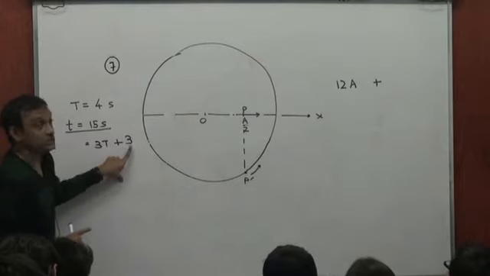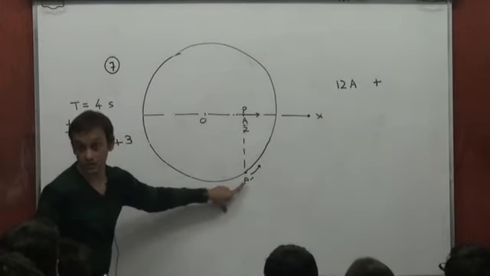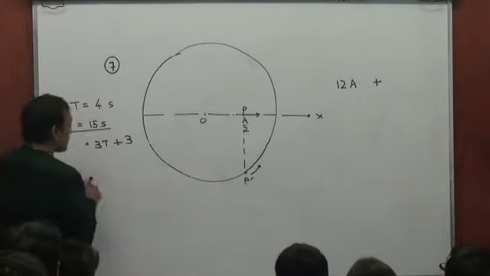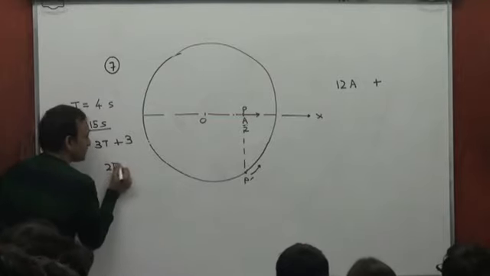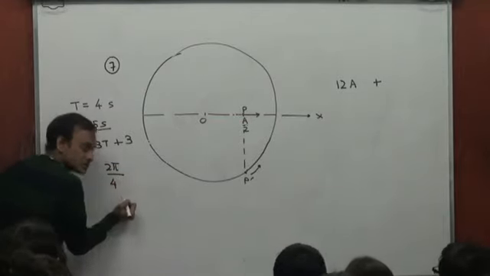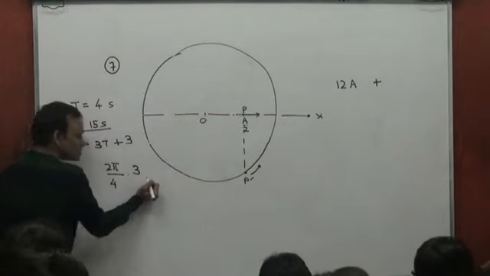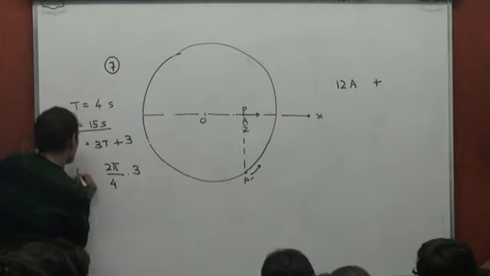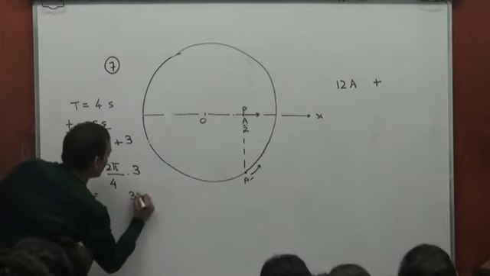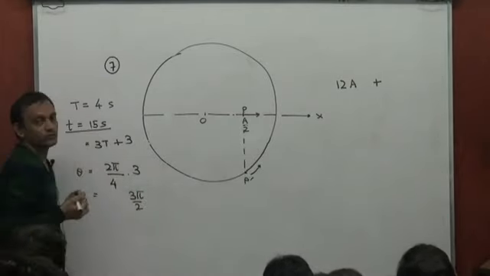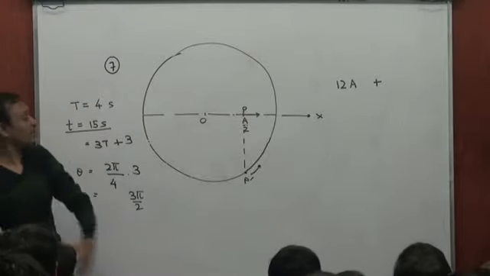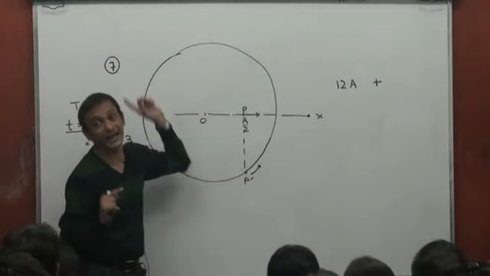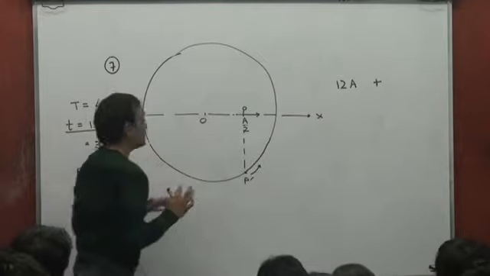Now in 3 seconds, what's the angle described by this? In 3 seconds, realize that 2 pi is described in 4 seconds. So in 3 seconds, this is the angle described, yes or no? Right? So this is the angle which is 3 pi by 2, 270 degrees would be described by the oscillator in 3 seconds. In the remaining 3 seconds.